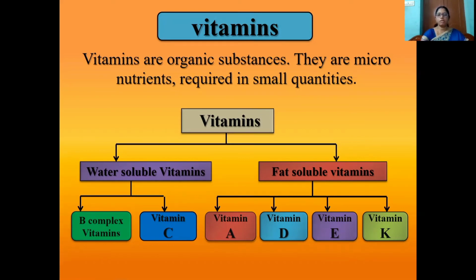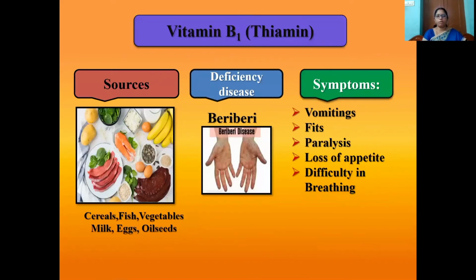The first one is vitamin B1. This vitamin is also called thiamine. The sources of this vitamin: cereals, fish, vegetables, milk, eggs, oil seeds. The deficiency of this vitamin leads to beriberi disease. The symptoms of this disease: vomitings, fits, paralysis, loss of appetite, difficulty in breathing.